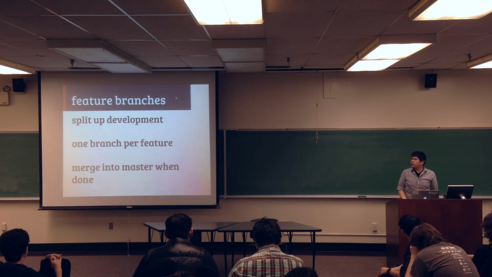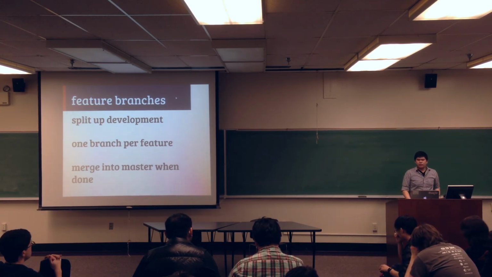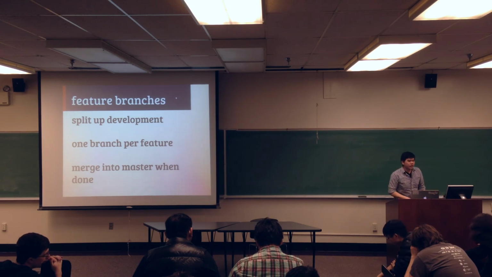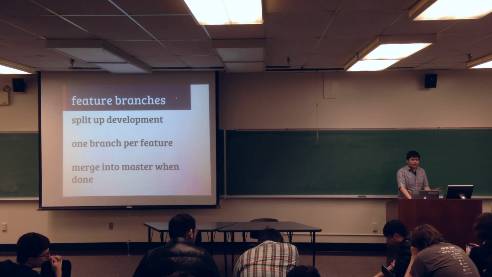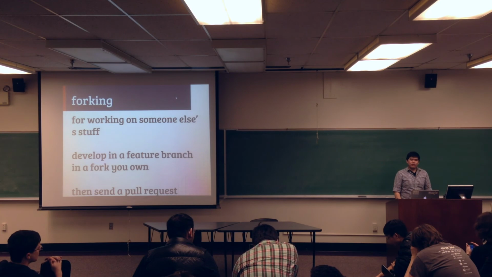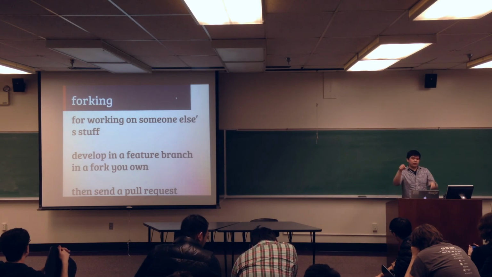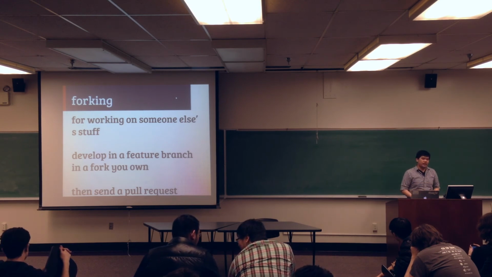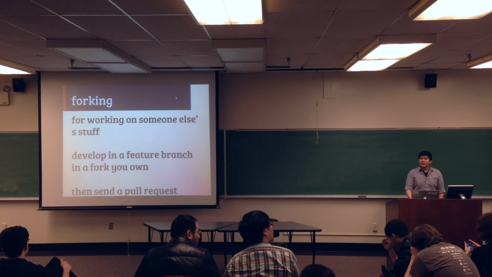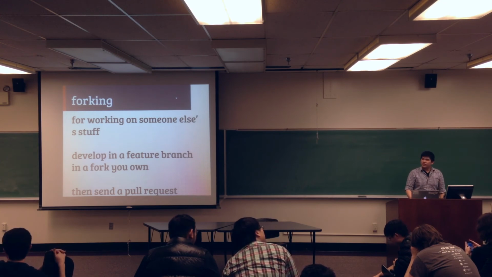So another thing, feature branches you use to split up development. Again, like you have one general change per commit, you want one branch per feature, and then you merge into master when you're done. Forking is for working on someone else's stuff. The idea is you develop in a feature branch in a fork that you own. So you go on GitHub, you hit fork, and then you make changes in your own copy. And then when you're done, you send the developer a pull request, and maybe they'll take your code.